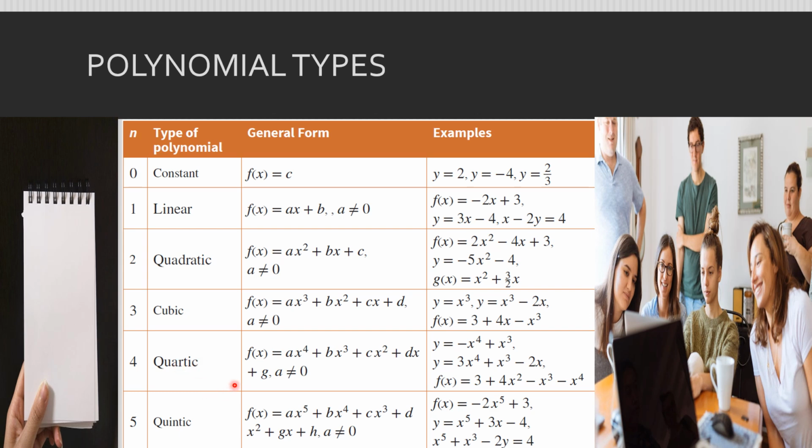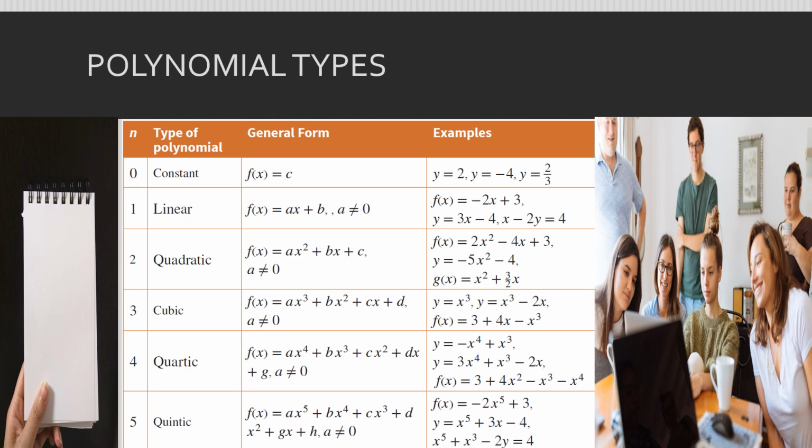Then we have the quartic and the quintic. The quartic is a polynomial of degree 4, and the quintic is a polynomial of degree 5. We have these examples to represent the quartic and these examples to represent the quintic.